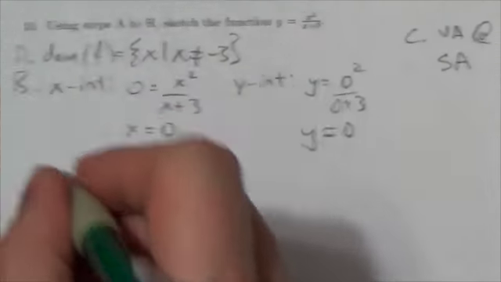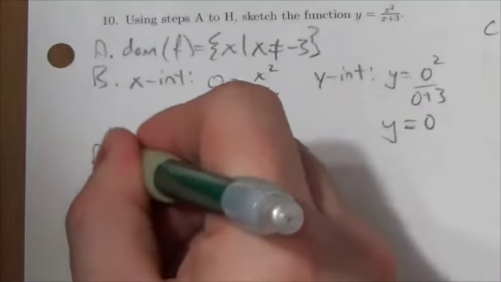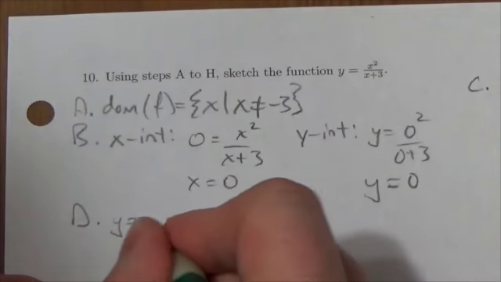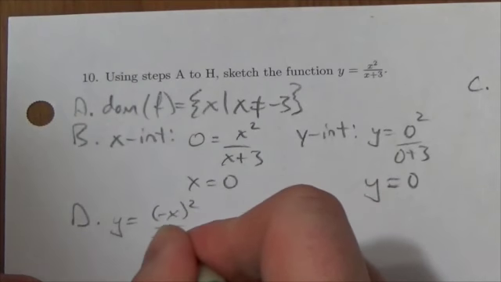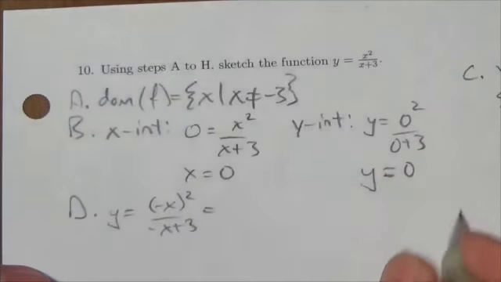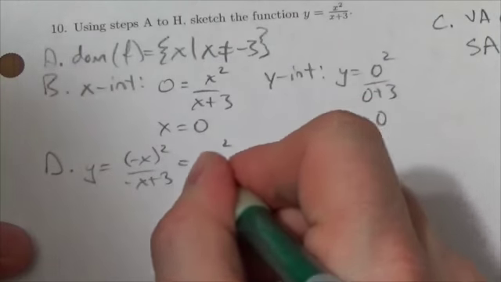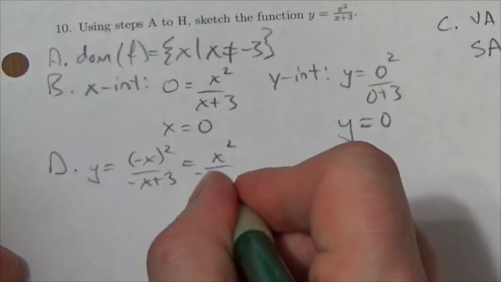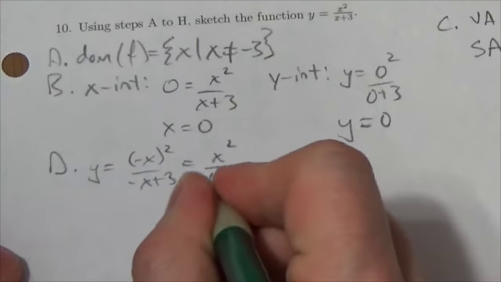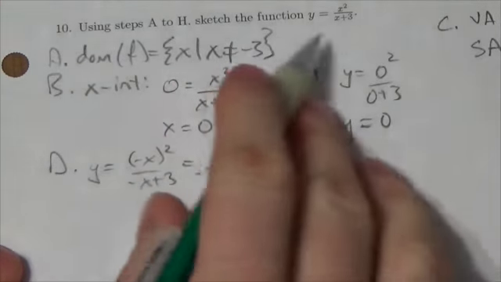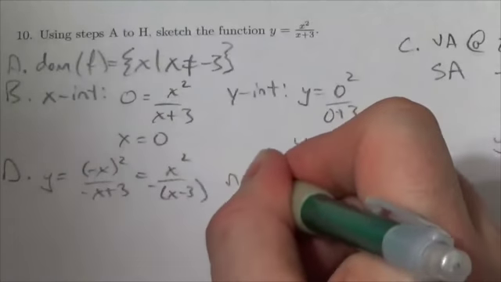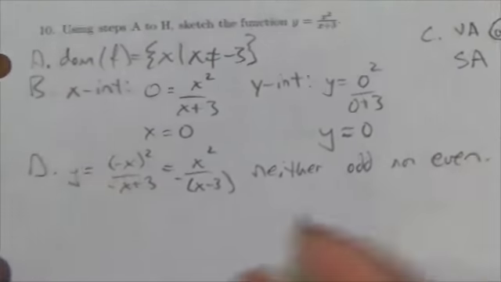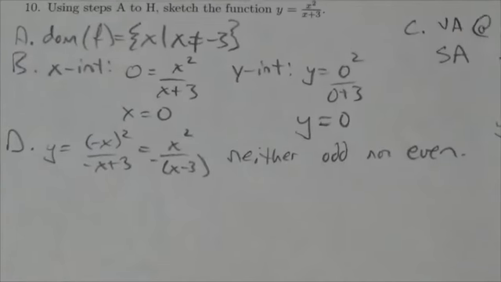Okay. Now part D, symmetry. Okay, if I plug a negative into that, if I go y is equal to negative x squared over negative x plus 3, the numerator becomes x squared. If I try to take the negative out of the denominator, I'm going to end up with x minus 3. It's not the same here, so this is neither odd nor even. Okay? Now, good start here.